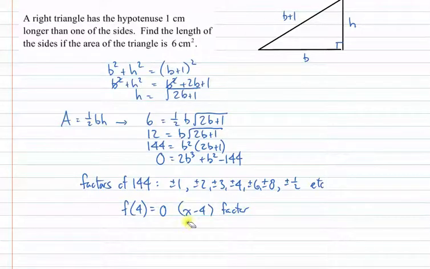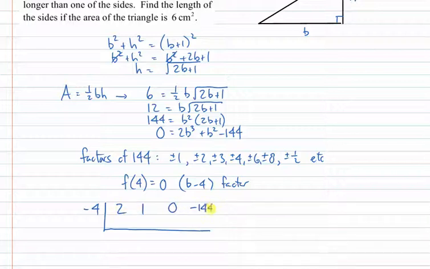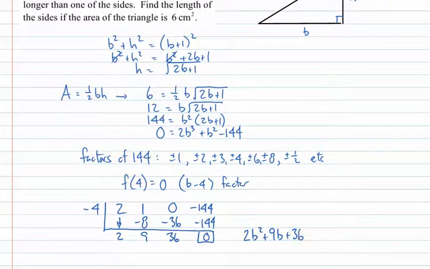So I should use b to keep my variables consistent. b minus 4 is a factor. So I'm going to use 4 with synthetic division, detach the coefficients, 2, 1, 0, and negative 144. We're missing the b term, but we've got to account for it. And doing the synthetic division leads to the result with a 0 remainder, which is what I expect. So I've got 2b squared, 9b, and 36.